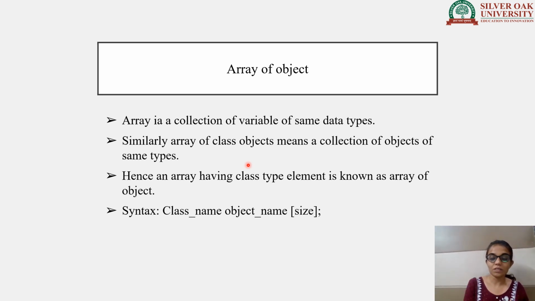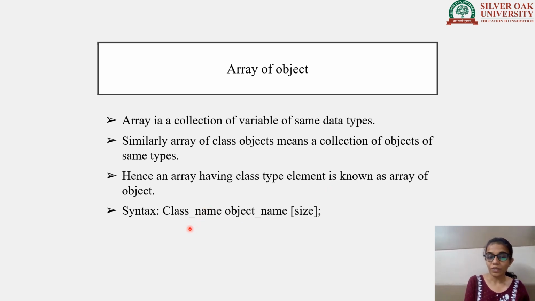If I want to give a particular property the same value for all, I will do so. I will give the same function to all. So the objects that have the same data type, belong to the same class and have the same properties, can be collected together and are known as an array of objects. The array having class type elements is known as an array of objects.